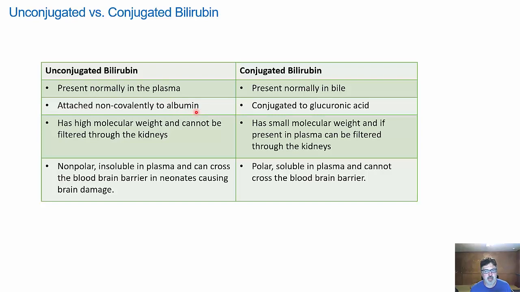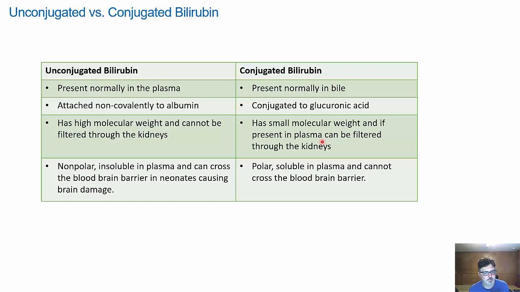Conjugated bilirubin, on the other hand, is normally in the bile, not the plasma. So once it gets conjugated, it can be excreted into the bile, and it will be conjugated to that glucuronic acid. Unconjugated bilirubin also has a high molecular weight, so it will not be passed into the kidneys. So this will not be processed and released into the urine, whereas the conjugated bilirubin has a smaller molecular weight, and if it is present, can be filtered through the kidneys and converted into that urochrome to make the yellow coloration of the urine.